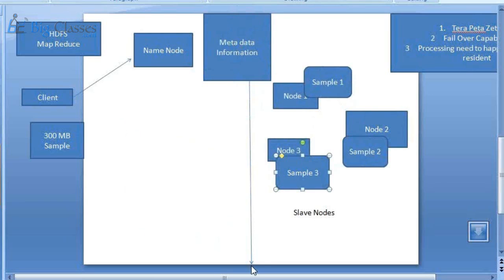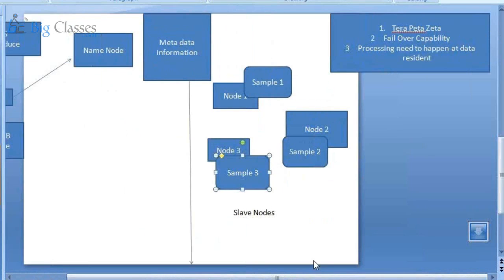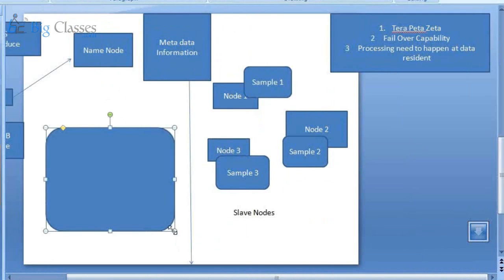So how will the metadata look? The metadata will look like file ID, file name, and it looks like this. Let me show you. The metadata information is going to be: I have this sample file, which is split into S1, S2, and S3.